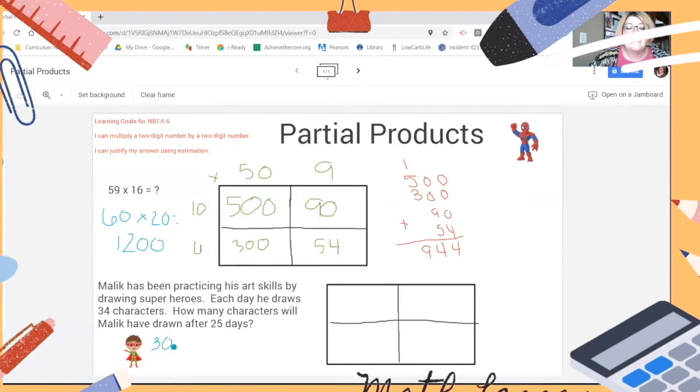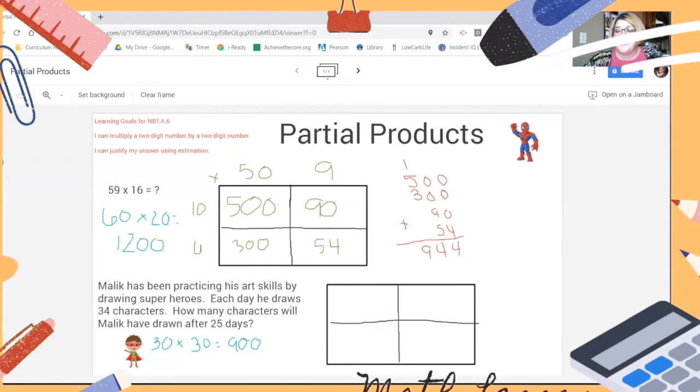And then he does this for 25 days. That's about how many days you're in school without the weekends. 25 days. Is that closer to 20 or closer to 30? And in this case, it is 30. So we are multiplying 30 times 30. You'll notice that one of our numbers we rounded down, one of them we rounded up. That is okay. We know that 3 times 3 is 9, and we add our 2 zeros. So we have 900.